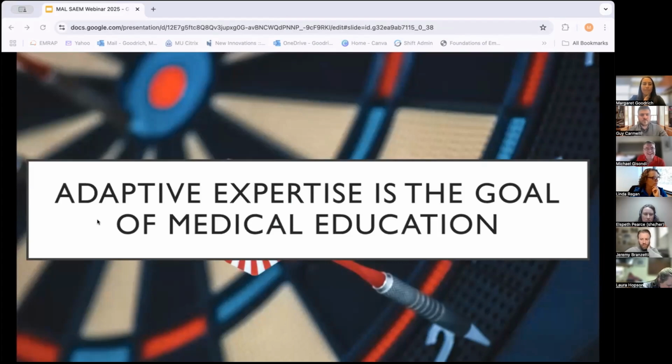But we've never really said that, right? We've all been in medical education on this call for many years, and no one's ever said adaptive expertise is the goal. We've had many other goals, but perhaps this one is the one that encompasses conceptually all of the different tasks and competencies and so on that we worry so much about. This is sort of the big picture. How do we make an adaptive expert?